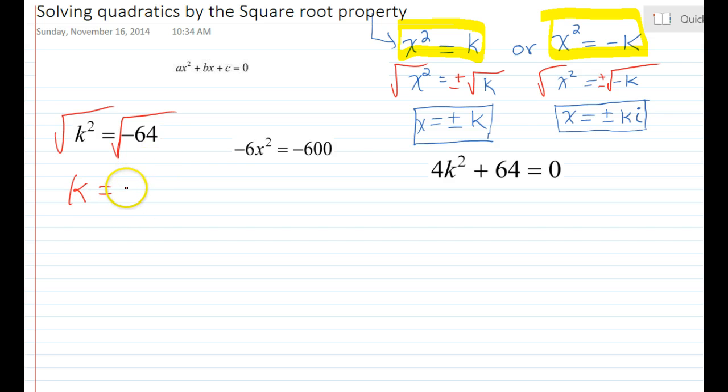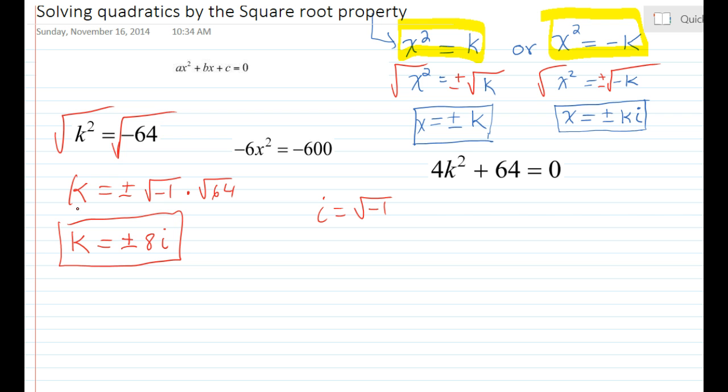Then this is going to be the square root of negative 64. By definition, an imaginary number is written like that. Okay, so what I'm going to do is replace the square root of negative 1 by i. So I'm going to go ahead and write k, this turns into i, and the square root of 64 is 8, so it's going to be plus or minus 8i. Okay, that's it. That's how you solve that one.